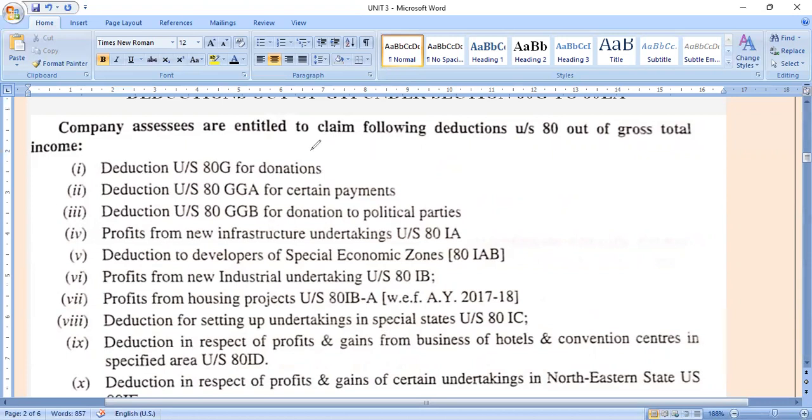80G is donations. You know it, we have seen 80G donations in individual assessees also. In donations, different kinds are there. 100% donations, as I discussed in the previous classes: whatever you give to the National Disaster Response Force, or the National Rural Development Fund, those funds, 100% is allowed as a deduction. Other funds like the National Defense Fund and the Prime Minister's Drought Relief Fund are there. Likewise, several funds are there for which a 100% deduction will be available. So the first one is donations under 80G.